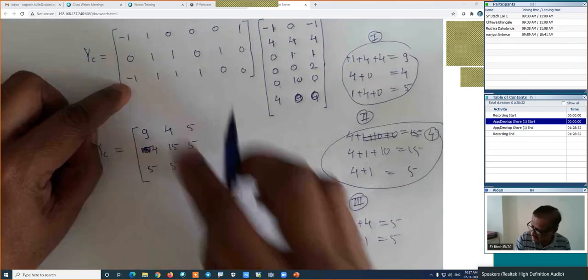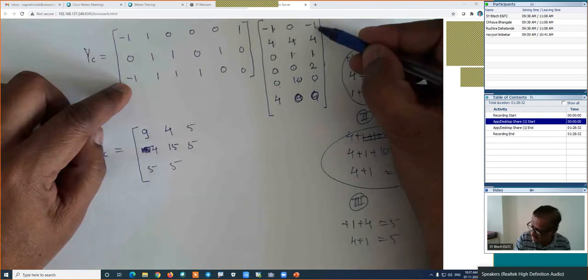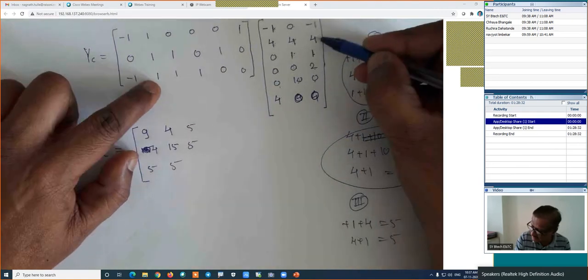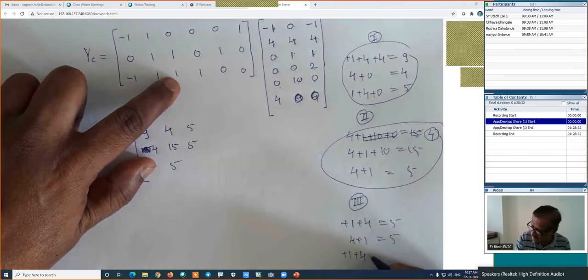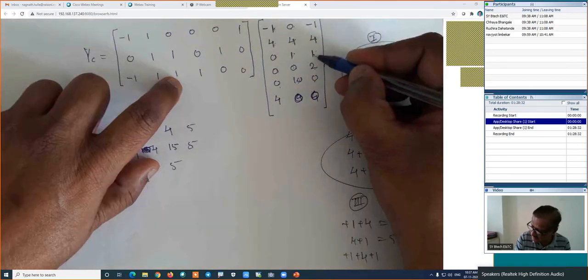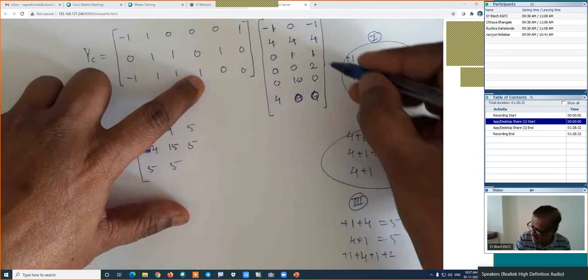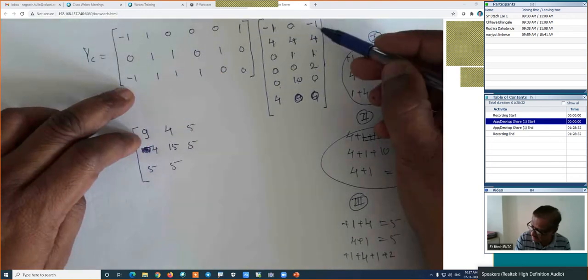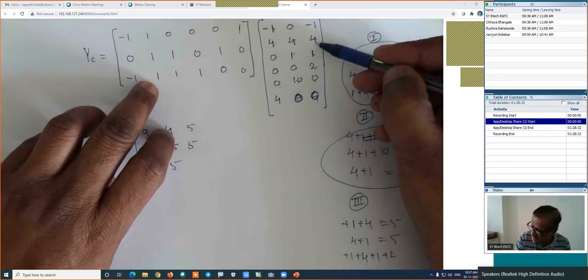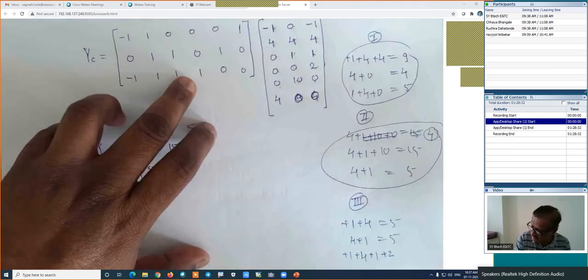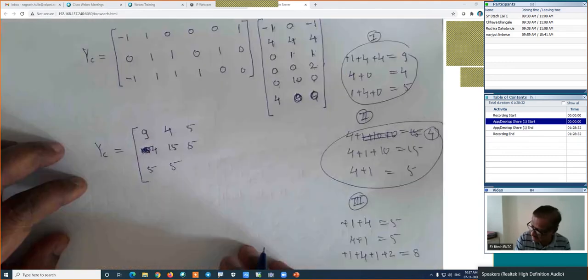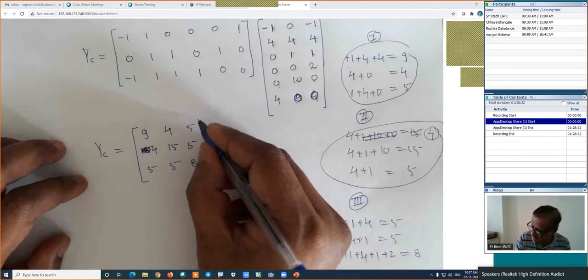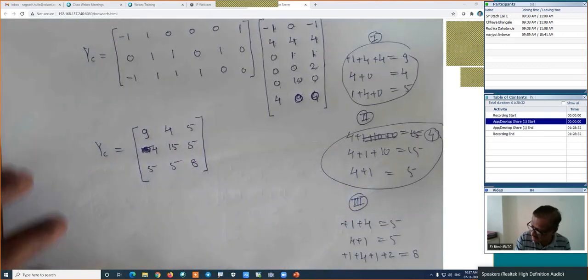And finally, this row and this column, which is minus into minus, that is a +1, +4, +1, +4. Is it right? Then +1 again. Here is a +1. Then +2 again. This is +2. And then 0 and 0. You see here it is +1, +4, +1 and +2. Means 4 plus 2, that is 6, 7 and 8. This value is 8. You see here, this is the 8. And this is the preparation of the YC, that is the cut set admittance matrix.